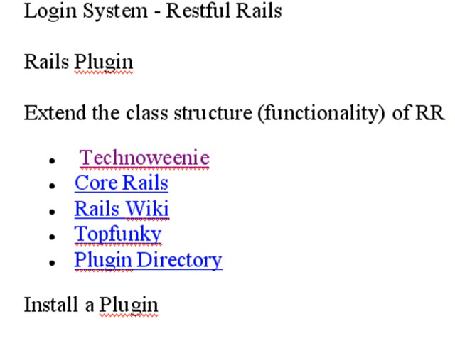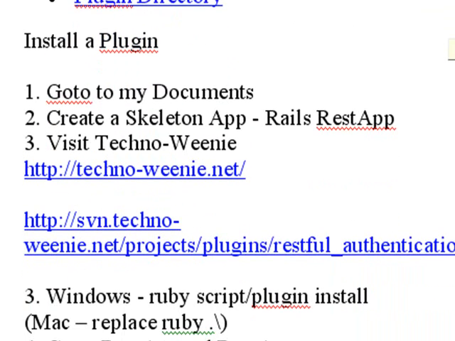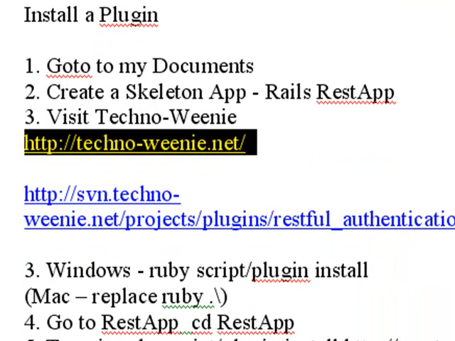So let me show you how basically to begin the process of creating a login system, and we're going to use what's called a Rails plugin. Now, what is a plugin? Well, it extends the class structure of functionality of Ruby on Rails, and there's 5 good places to get plugins from: TechnoWeenie, Core Rails, Rails Wiki, Top Funky, and Plugin Directory. So let's show you how to install a plugin. And we're going to get our plugin, RESTful Rails, from TechnoWeenie.